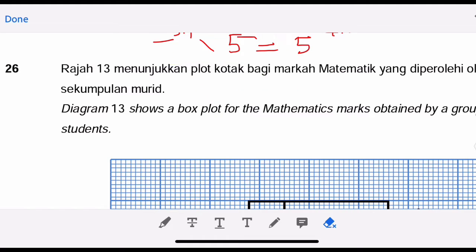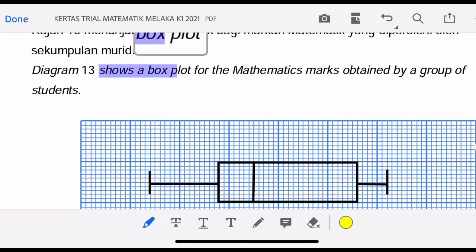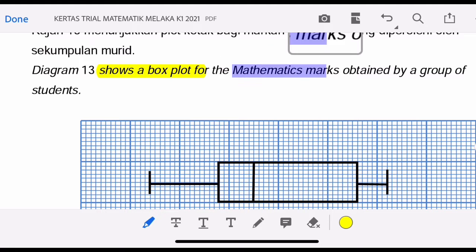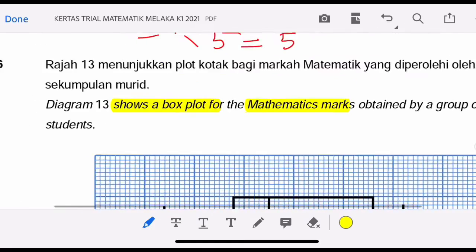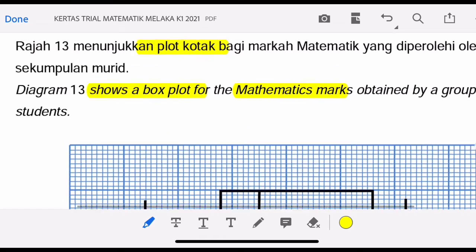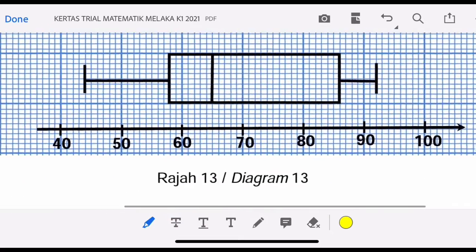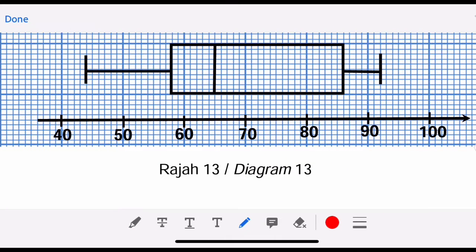Alright, let's read the English version. Diagram 13 shows a box plot for mathematics marks obtained by a group of students. Box plot gives us very important information. What's the value here? You can read. We try to understand the box plot.